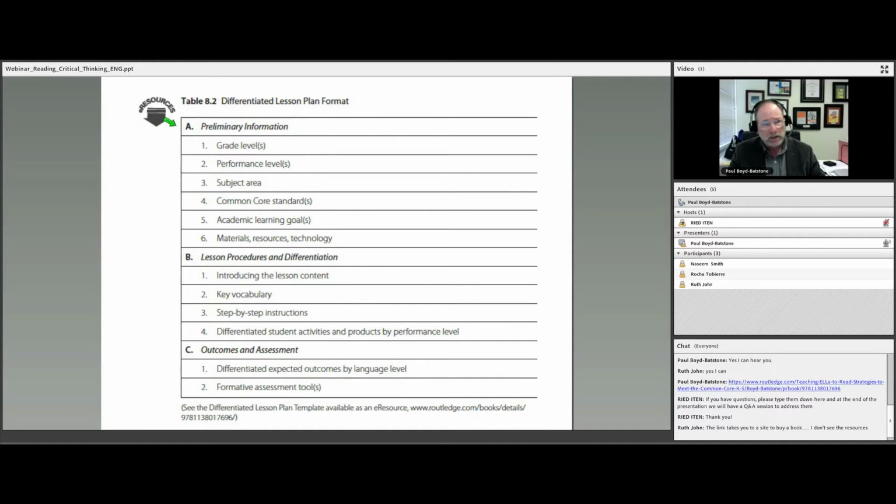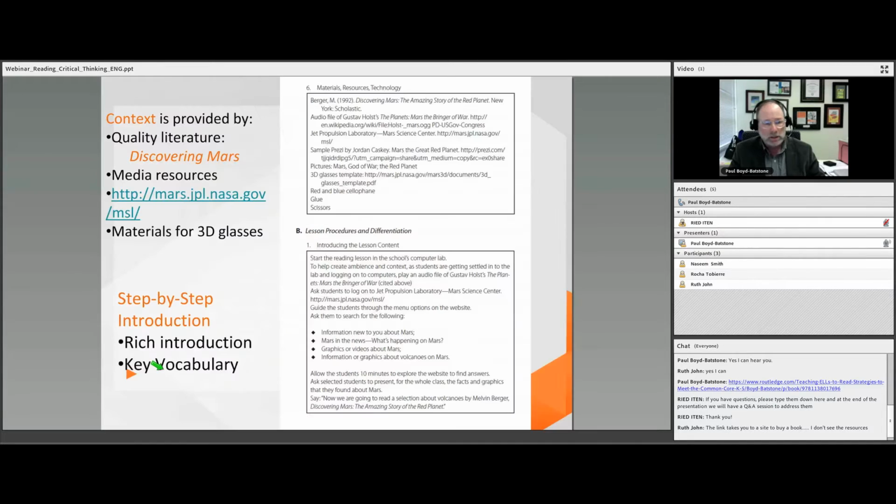Let's continue on through this lesson. This lesson is going to have 3 parts to it. Preliminary information that you just saw. It's going to have part B, the procedures and the differentiated strategies, including key vocabulary. And then part C, what are the outcomes of this lesson and what kind of assessment am I using? So I've broken this up in the next few slides to kind of hold your thinking. So think about this in terms of part A, part B, part C. We've already talked about part A somewhat. We're continuing with part A.